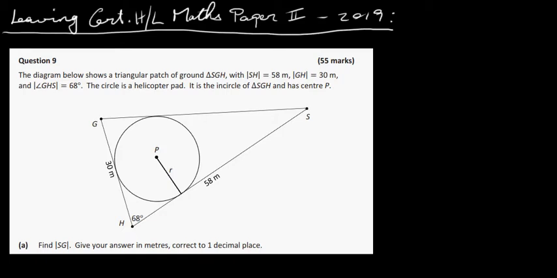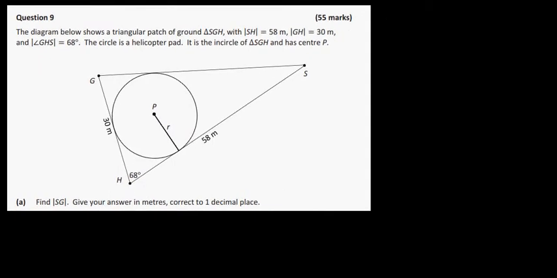Okay, so let's have a look at the Leaving Certificate Higher Level Maths Paper 2 for 2019, question 9. So this involves a triangular patch of ground, SGH. So we have this triangle here. SH is 58, GH is 30, and the angle in between them is 68 degrees. The circle is a helicopter pad, and the circle is actually an incircle of the triangle SGH.